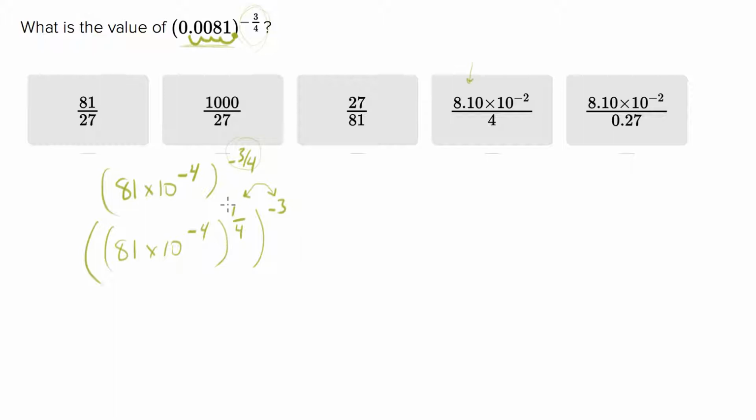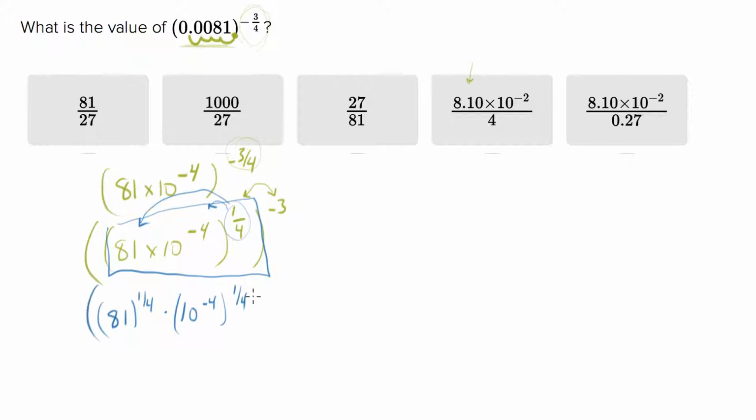But what I did was create a more palatable inner expression here. This one is easier to handle now. And the way that you do this is if you have 81 times 10 to the -4, and then you have this power, you can distribute that power. So that's another exponent rule. So this is 81 to the 1/4 power times 10 to the -4 to the 1/4 power, all of that to the -3rd power.